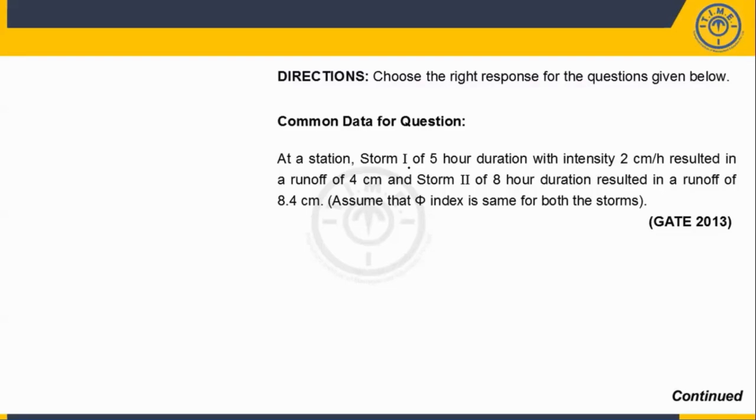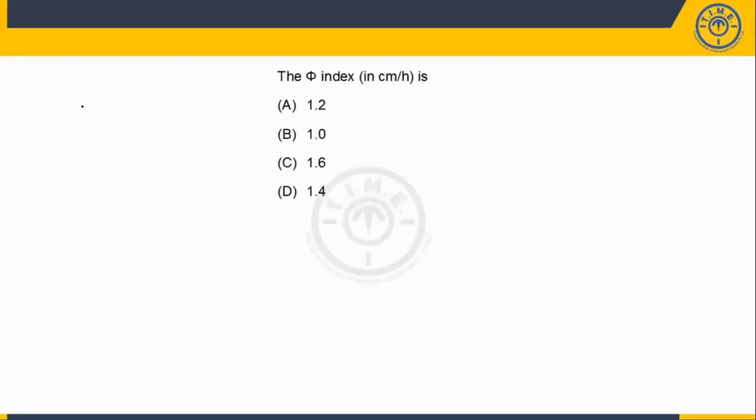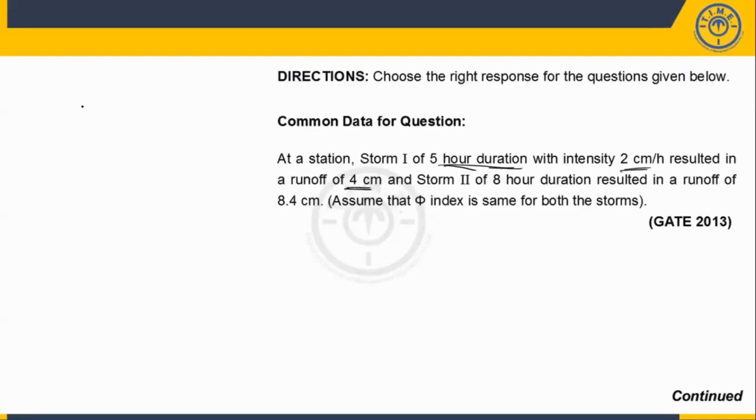Look, at a station, storm 1 of 5-hour duration with intensity of 2 centimeter per hour resulted in a runoff of how much? 4 centimeter. The phi index is the same, he is telling. Storm 2 resulted in a runoff of how much? The phi index is asked.